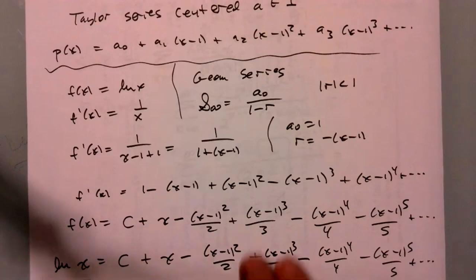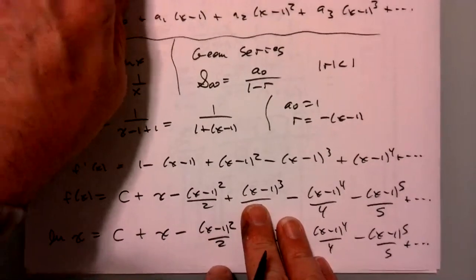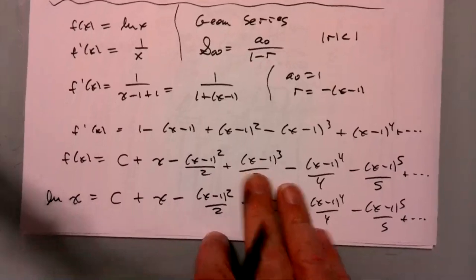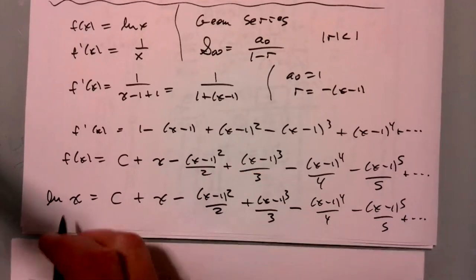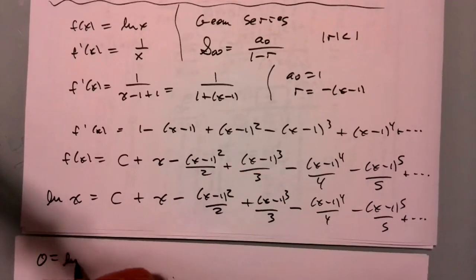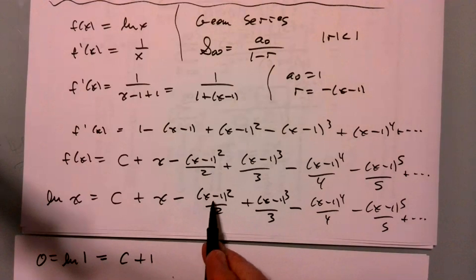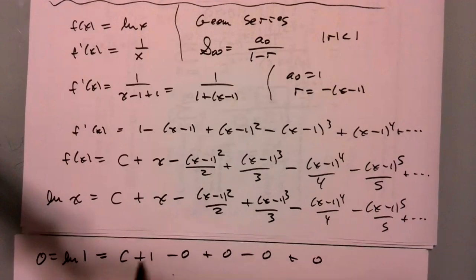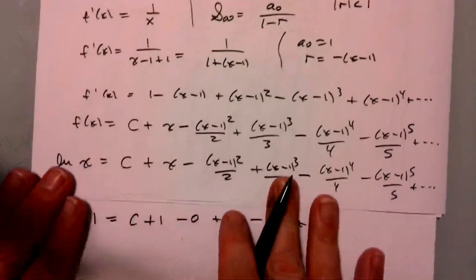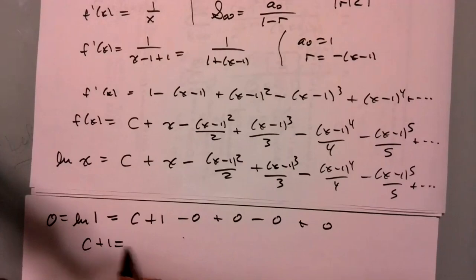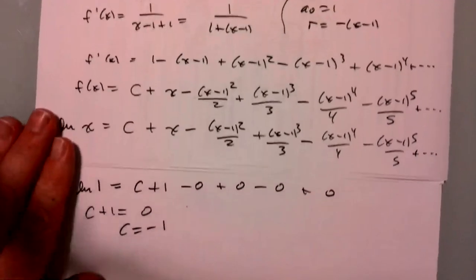We have to quickly find what C is, but that's going to be easy for us to do. Because what are we going to say? 0 is the natural log of 1. So if I replace 1 for all of my x's, I get C plus 1, and then that's 0, and that's 0, and that's 0. So if C plus 1 is 0, which is what I have here, that tells me C is negative 1, which kind of finishes the picture for me.